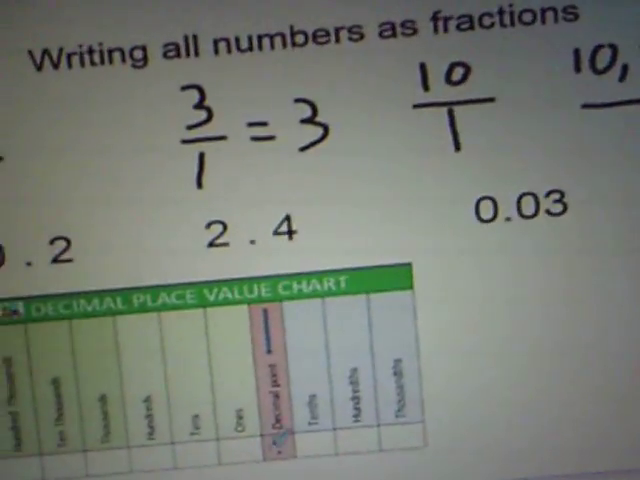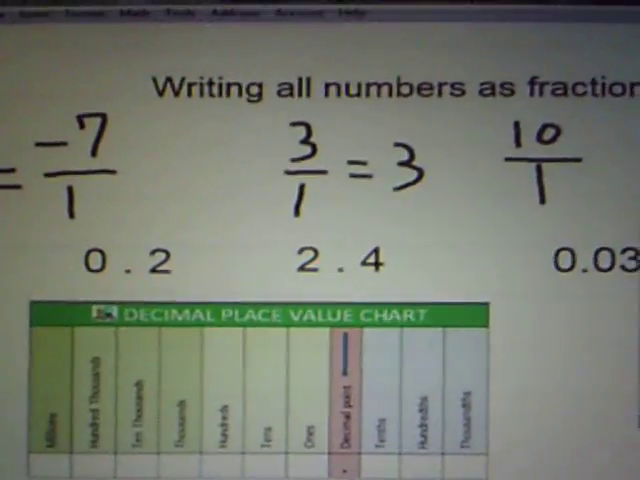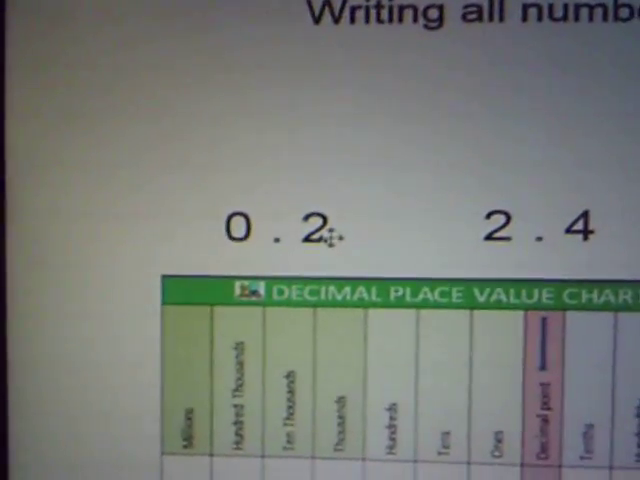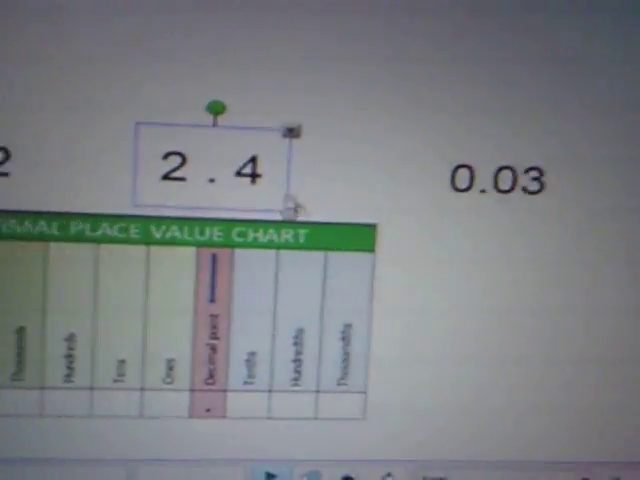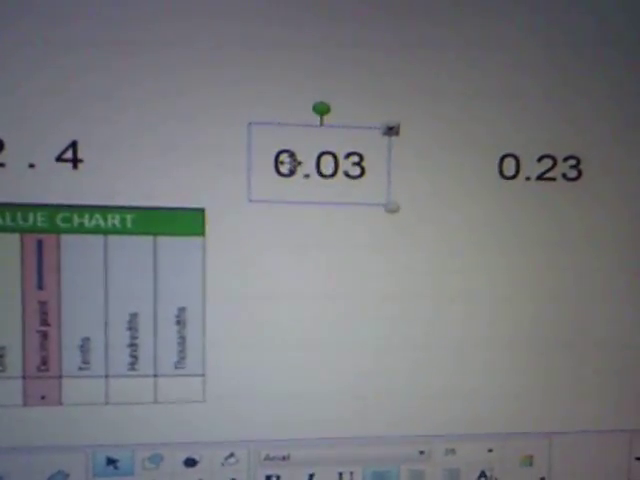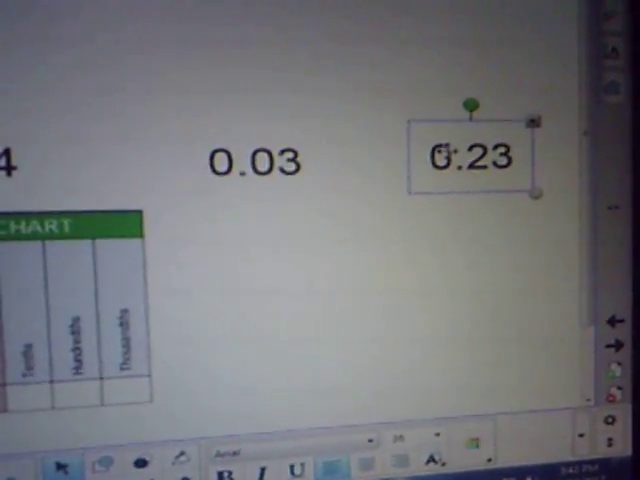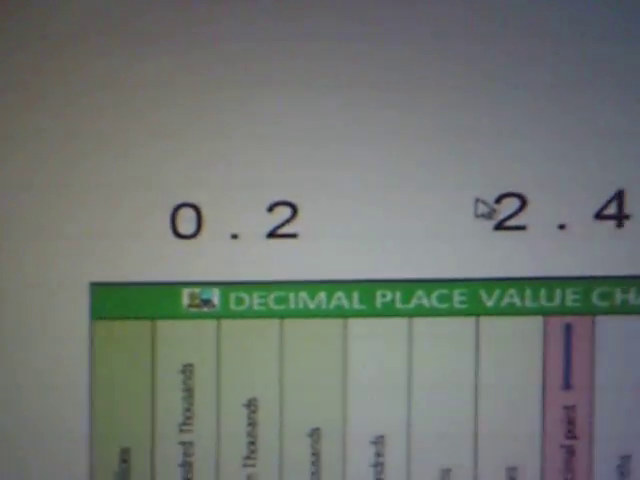Okay, let's move on to talk about the decimals. Bear with me here while I adjust the camera slightly. Alright, I have a couple decimals written down here. I have the decimal 0.2, the decimal number 2.4, 0.03, and 0.23. Let's look at how to turn those into fractions.